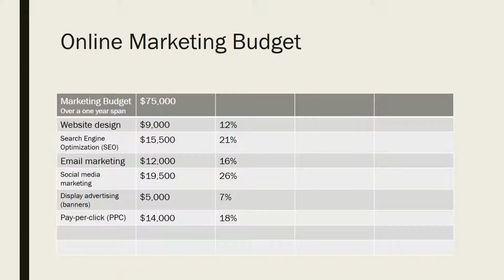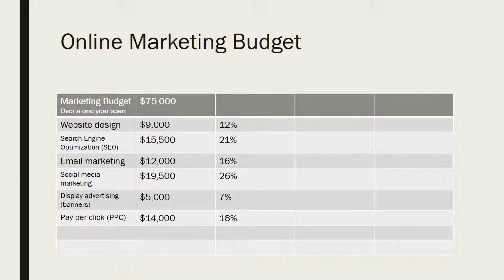So what I did was put together an online marketing budget, a 1-year marketing budget for Jane's restaurant. The budget is $75,000, and I broke it into 6 different marketing strategies, different marketing areas that I want to focus on, including, of course, web design, search engine optimization, email marketing, social media marketing, display advertising, so banners, of course, on websites, and pay-per-click advertising as well.